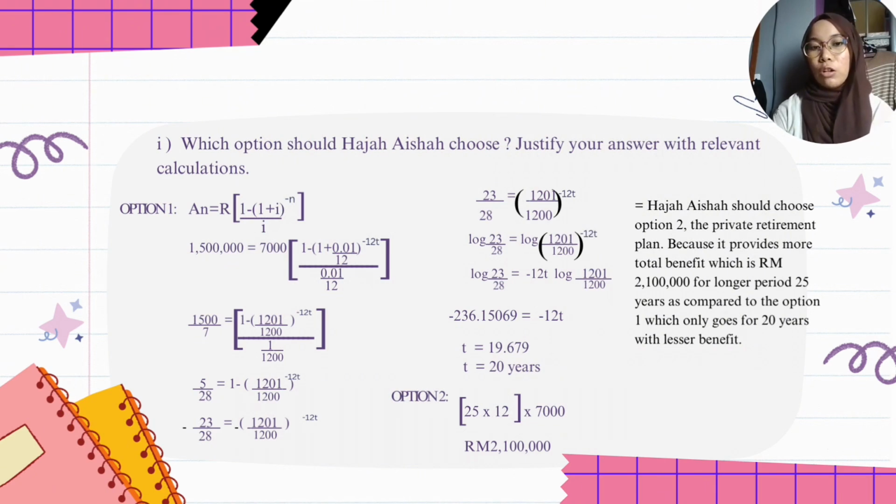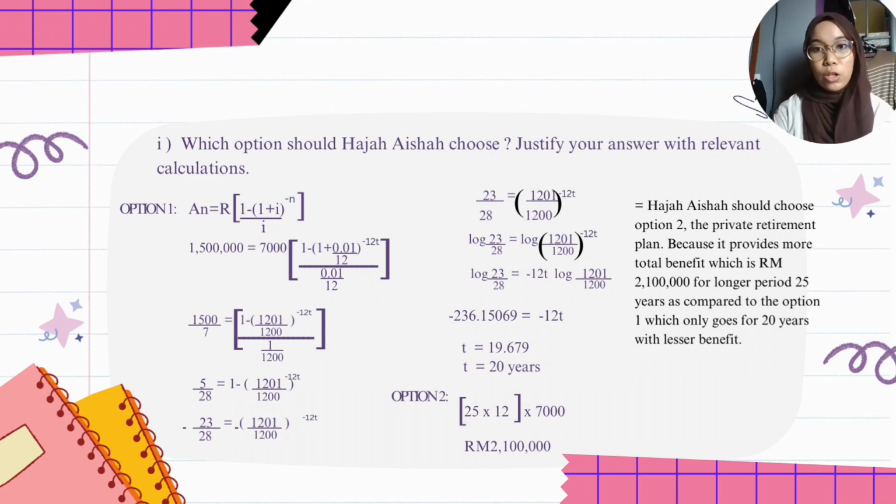And then it will be log 23 over 28 equal to negative 12t log 1,201 over 1,200. And then we move the log and solve it. We will get negative 236.15069 equal to negative 12t. And then we move negative 12 to the other side, so t equal to 19.679. This means t equal to 20 years.